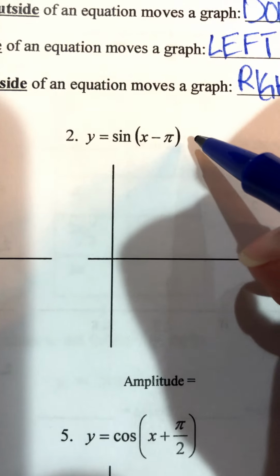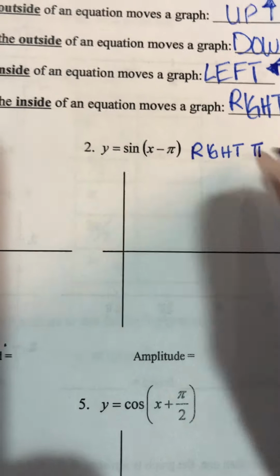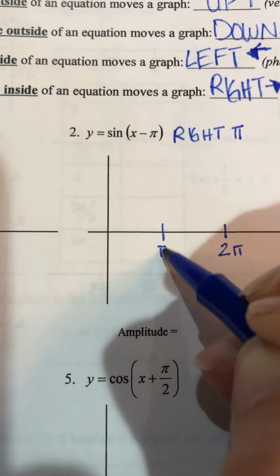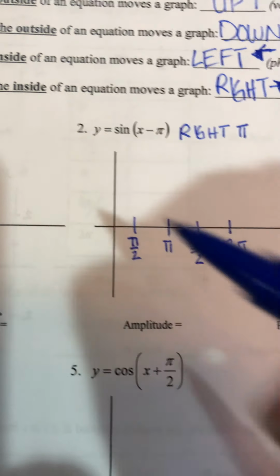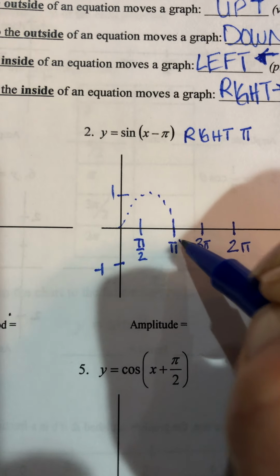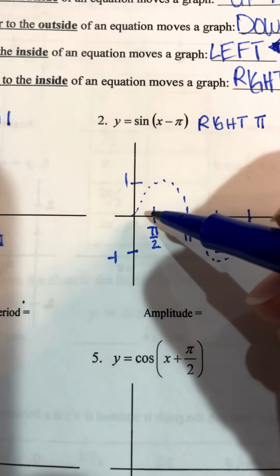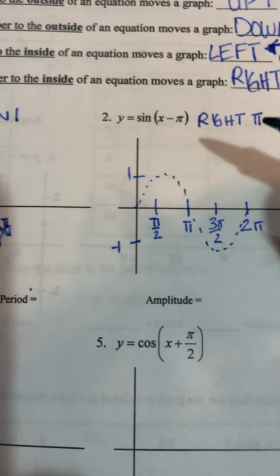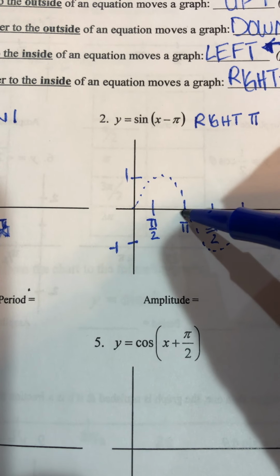Getting a little bit trickier here. Now I'm adding and subtracting on the inside, so we know that this is going to go right pi. So I'm going to start off with my same tick marks, pi over 2, pi, 3 pi over 2, 2 pi, 1, and negative 1. And like I did before, I might just dot in the regular sine wave. And when I think about going right pi, since I'm counting by pi over 2s, I'm going to go what I call 2 clicks to the right. So I'm going to take this and go right 2.